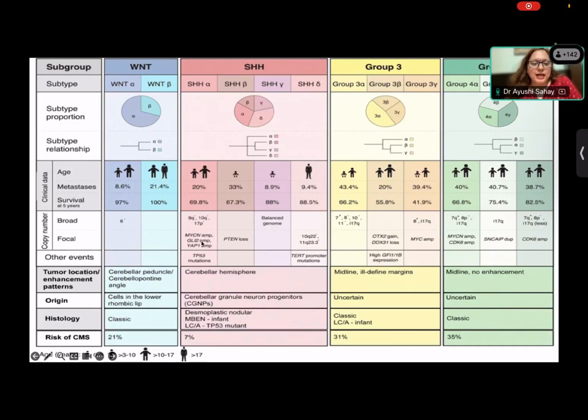For example, if you have a MYC amplification, the survival of an SHH drops from a good subgroup around 88% to around here 69.8%. Similarly, between group 3 and group 4, there are certain alterations. Again, here the MYC amplification where the survival drops very low, around 42% only, while in group 4, certain alterations make it much better.